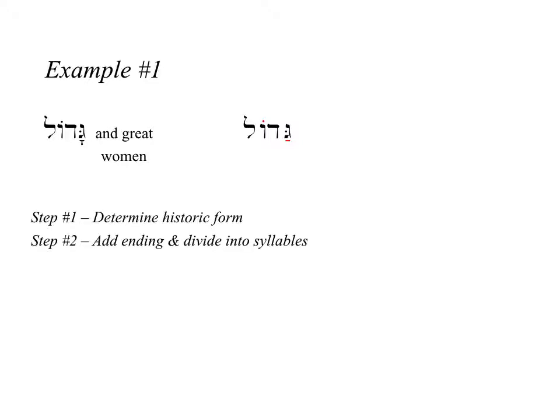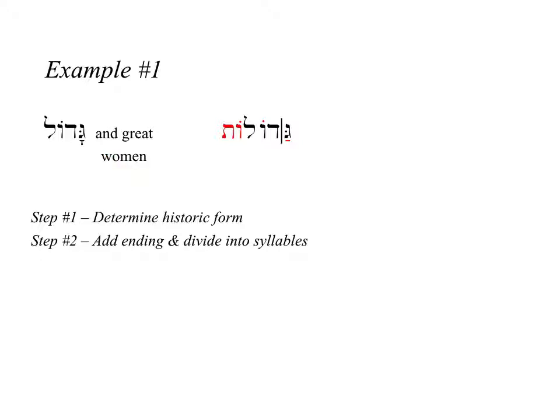In step 2, I want to add the appropriate ending and divide it into syllables. Now, the reason we divide into syllables in step 2 is that if I do it before I add the endings, the syllables aren't going to line up the same. So I want to add the ending first. In this case, I want to say great women. I want to make it plural. So I'm going to be adding the ot ending that indicates feminine and plural.